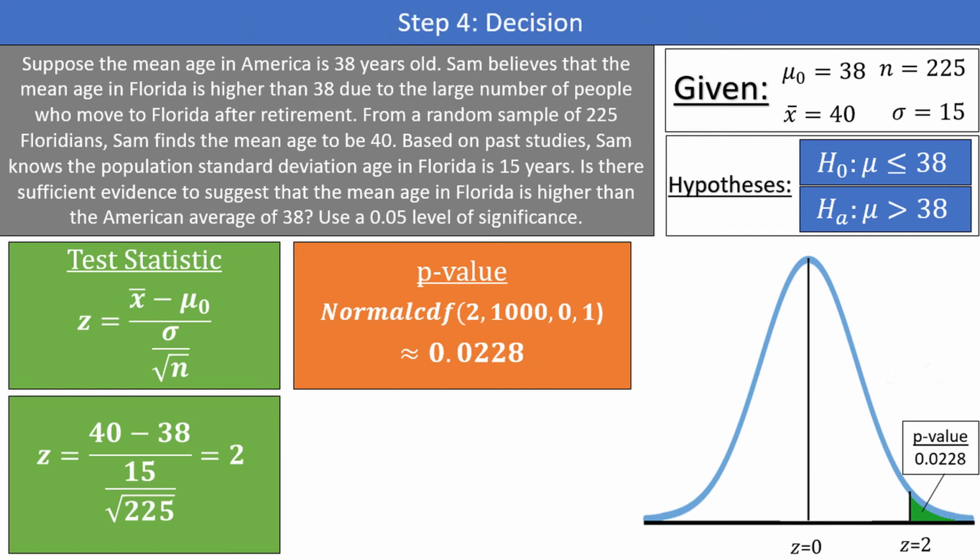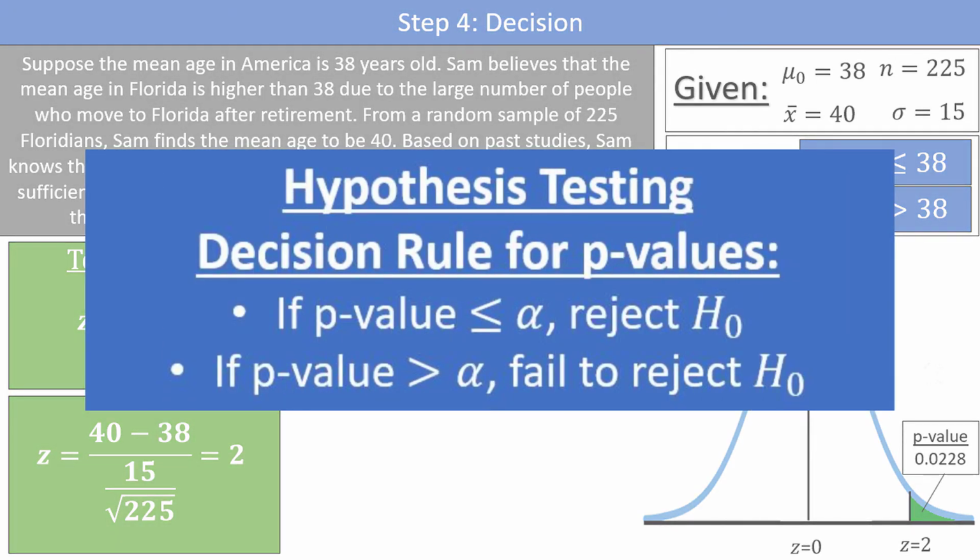Step 4 is next, which is where we make our decision. If the p-value is less than or equal to alpha, we reject the null hypothesis, and if the p-value is greater than alpha, we fail to reject the null hypothesis. As I like to say, if the p-value is low, the null has to go, and if the p-value is high, the null will fly.